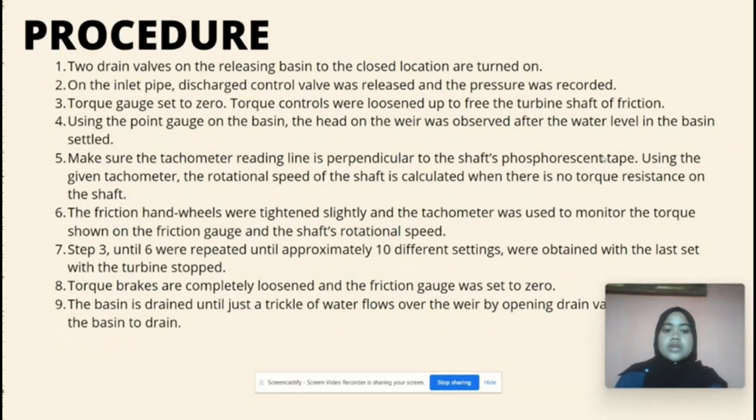Lastly, the basin is drained until just a trickle of water flows over the weir by opening the drain valve for the basin to drain. That's all. I'll pass to the next member.